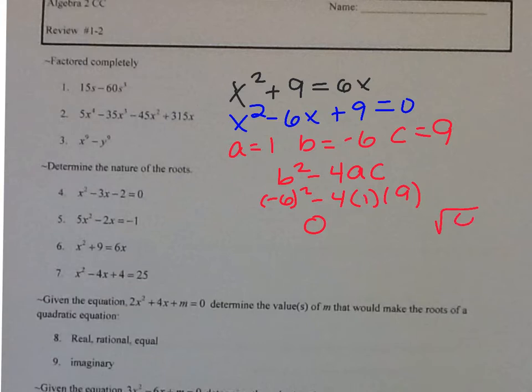So think about this. You have the square root of 0. Are they real? Yes. Rational? Yes, because you could take the square root of 0. The square root of 0 is 0, so that's rational. And they are going to be equal because you're adding. So think about the quadratic formula. It's plus minus in here, right? You have a number plus 0 and a number minus 0. You're going to get the same exact number. So they're real, rational, and equal. Okay, next one. So number 7.